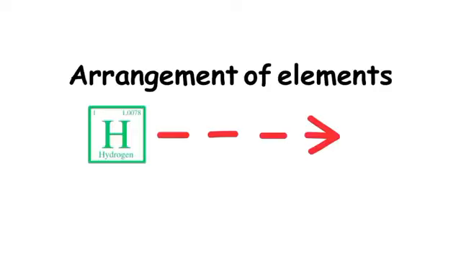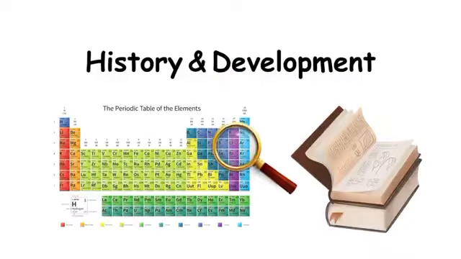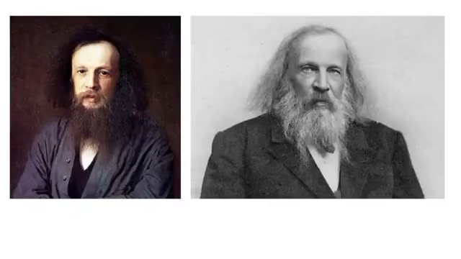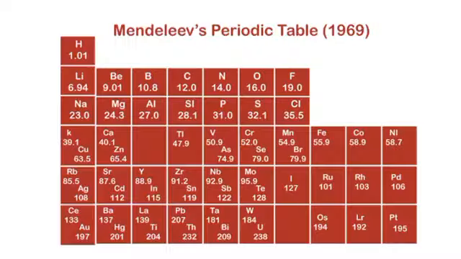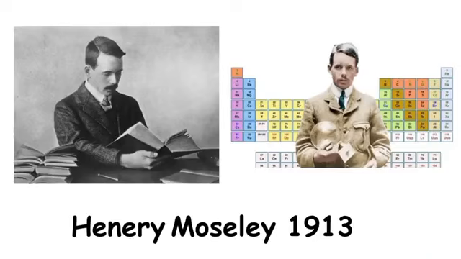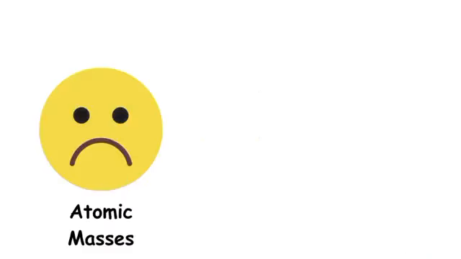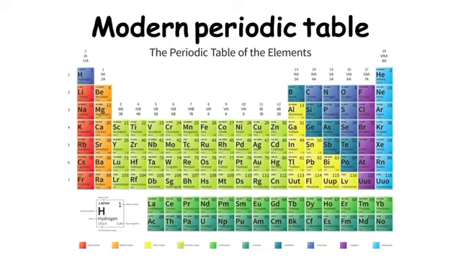Periodic table is the arrangement of elements based on their increasing atomic number. History and development. First, periodic table was put forward by Dmitry Mendeleev in 1869 and was based on atomic masses. But later on, after discovery of atomic number by Moseley in 1913, arrangement of elements was shifted from atomic masses to atomic number, and modern periodic table was established.